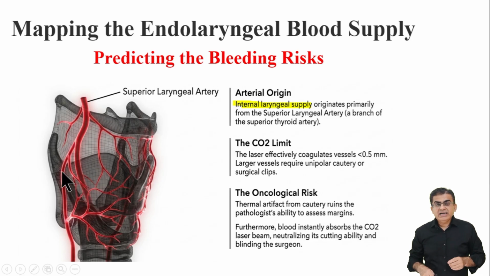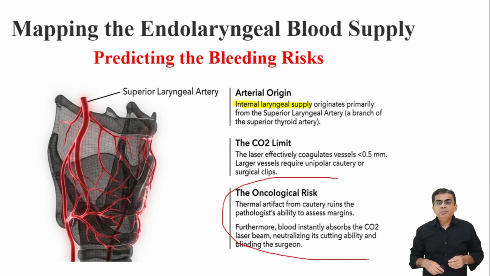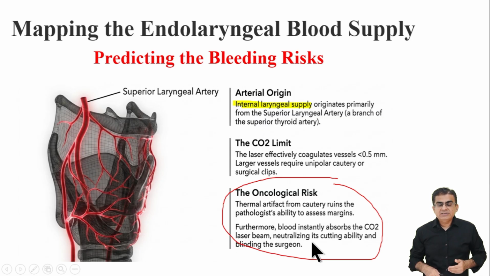And we already know the exact oncological risk of this bleeding. Blood will instantly absorb your laser beam and make you blind. If you then panic and use heavy electrical cautery to stop the bleeding, you will burn the tissue edges. This burning completely ruins your surgical margins. Your pathologist will never be able to tell you if the cancer is completely removed. Therefore, you must memorize this arterial map to avoid these larger vessels.